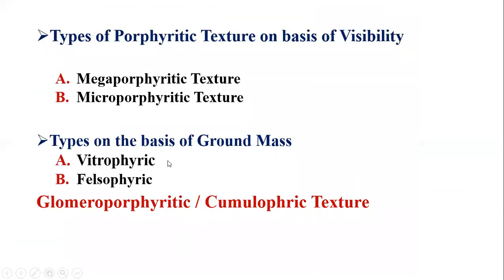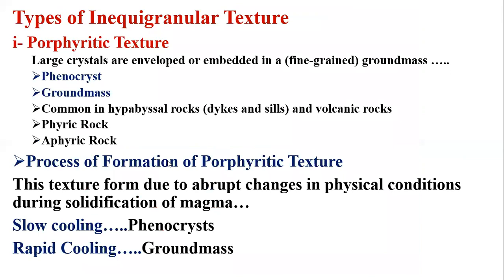Now, how does porphyritic texture form? This texture forms due to abrupt changes in physical conditions during solidification of magma. Slow cooling favors the formation of phenocrysts, while rapid cooling results in the formation of groundmass.